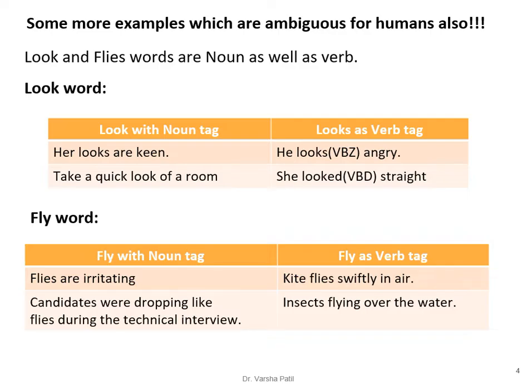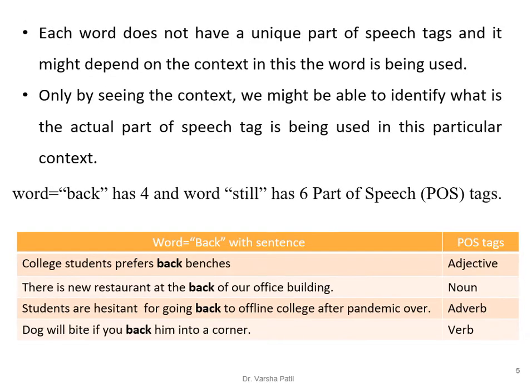Now see the same for the word fly. Fly sometimes acts as a noun and sometimes acts as a verb. For noun: flies are irritating. Candidates were dropping like flies during the technical interview. So here flies represents a noun. Next, fly as a verb tag: kite flies swiftly in air, and insect flying over the water. So here the action is there, so here flies acts as a verb.